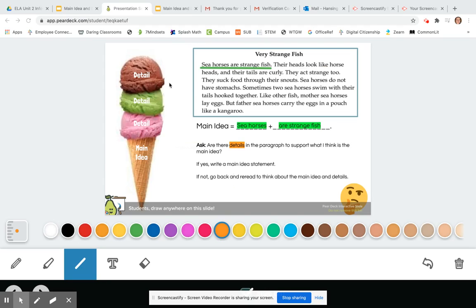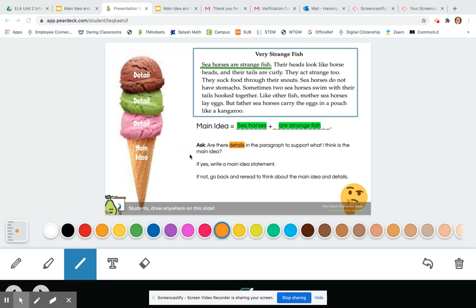Look at this delicious ice cream cone. The main idea is like the cone, and the ice cream scoops are details. When we have a main idea in a paragraph, it must have supporting details that match the main idea. I think the main idea is seahorses are strange fish, but I must find details in this paragraph to support that seahorses are strange fish.